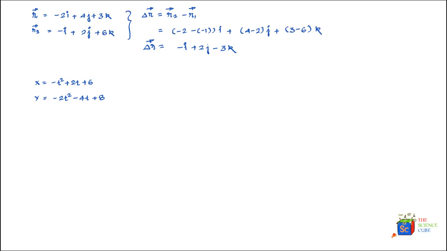So we can say that the position vector of such a spider is given by r equals x(t), because x is a function of t, times i, plus y(t) times j. And therefore vector r, or the position vector of the spider, is equal to (minus t squared plus 2t plus 6) times i plus (minus 2t squared minus 4t plus 8) times j.